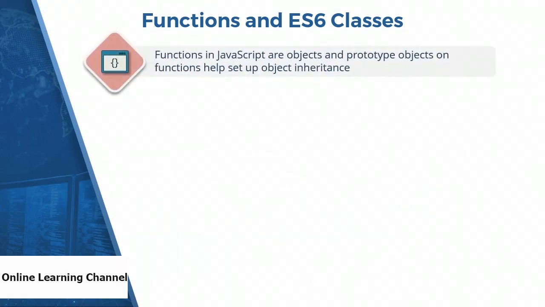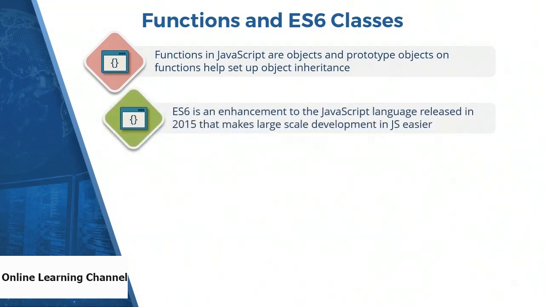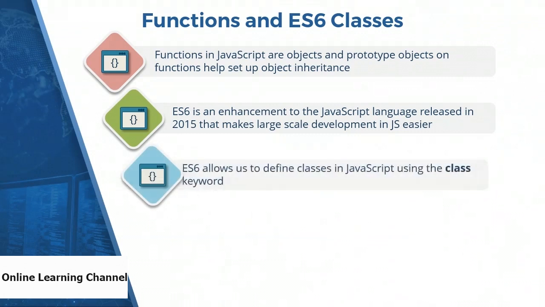Now we know that functions in JavaScript are essentially objects, and prototype objects on functions help set up object inheritance. Over the course of several years, there were many small upgrades made to JavaScript, but back in 2015, there was an important upgrade, which was ES6. This is an enhancement to the JavaScript language released in 2015 that makes large scale development in JavaScript easier. ES stands for ECMAScript, which you can think of as the official term for the JavaScript language. Now, an important feature that ES6 added was the ability to define classes in JavaScript using the class keyword.